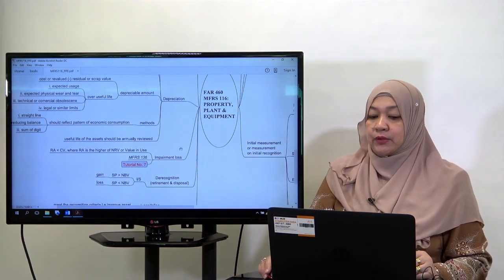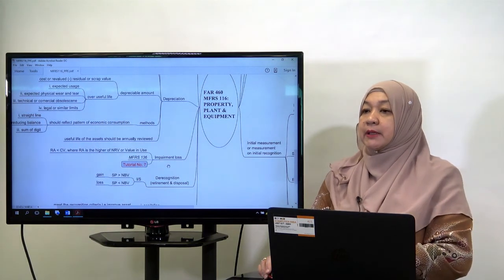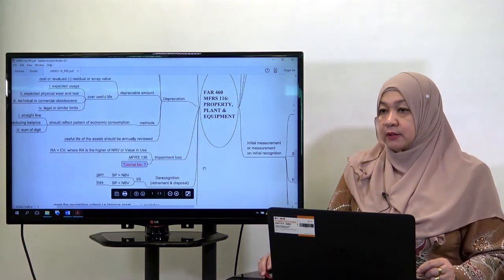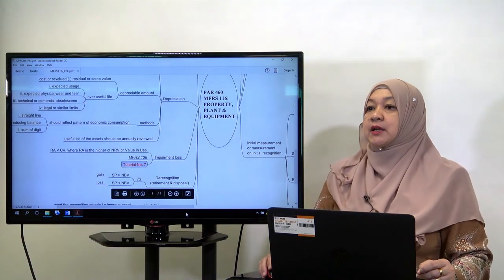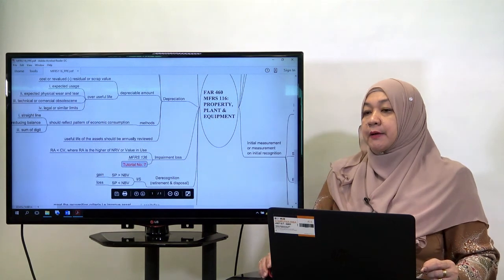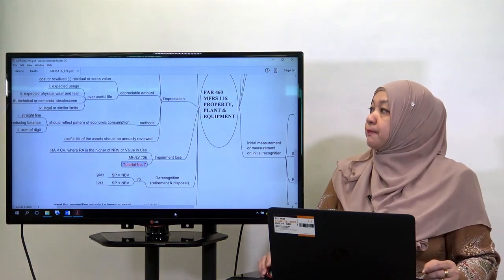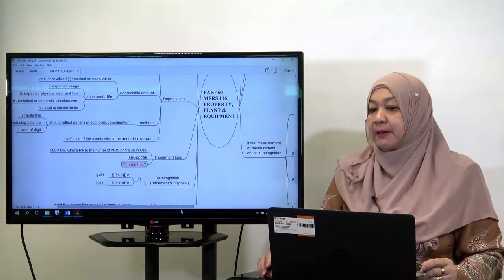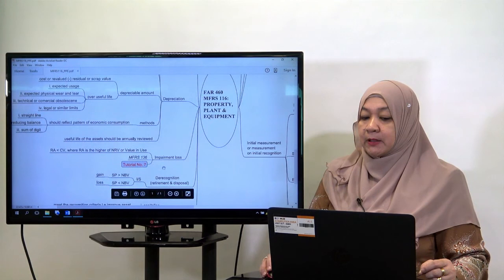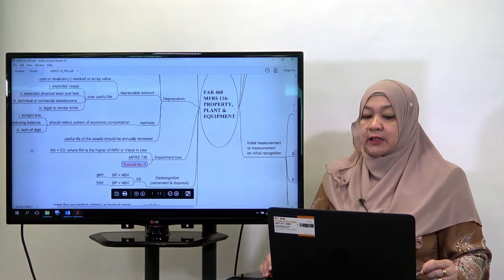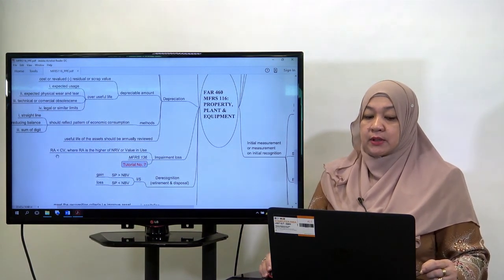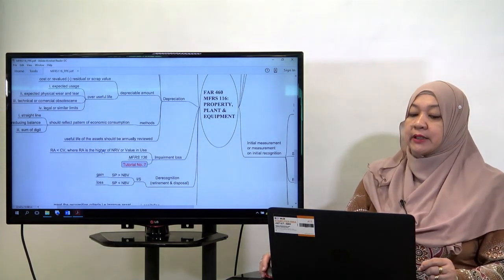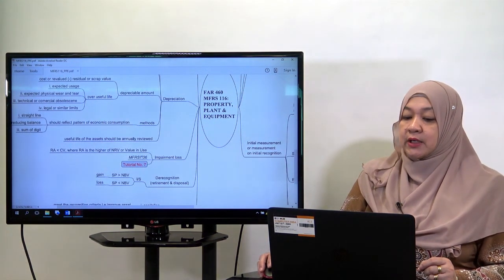Now we go to the next one, which is impairment loss. To determine the carrying value of a non-current asset, we normally take the historical cost, that is the cost of purchasing the non-current asset, minus the total amount of depreciation that we have already charged, minus the total impairment loss. But what does impairment loss mean? Impairment loss is when the recoverable amount is lower than the carrying value. Recoverable amount is the higher of net realizable value or value in use.